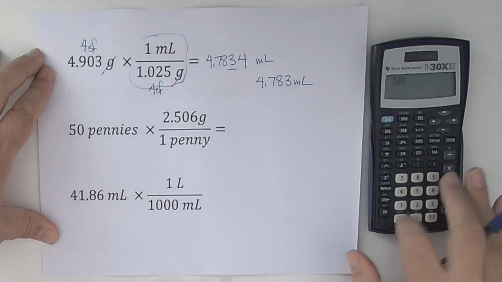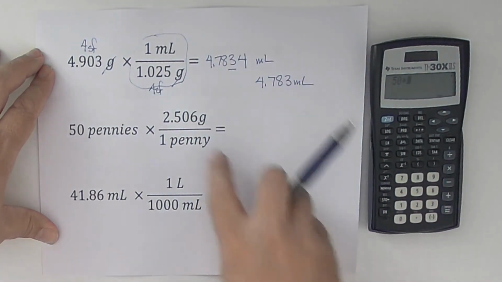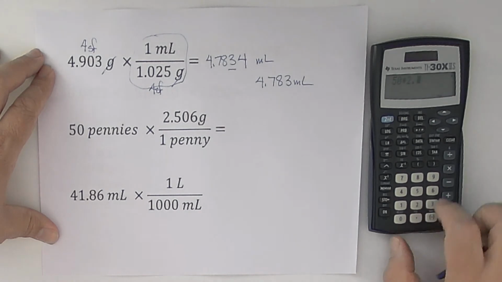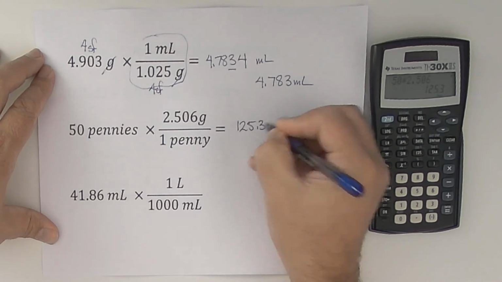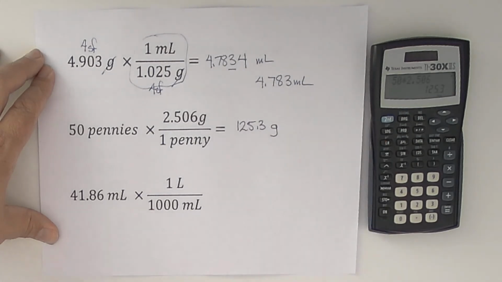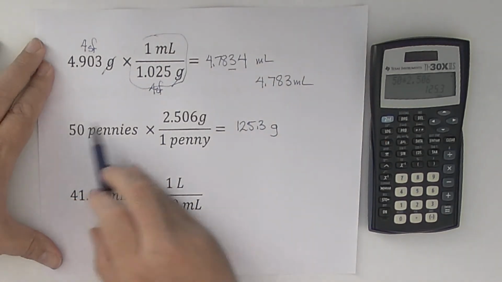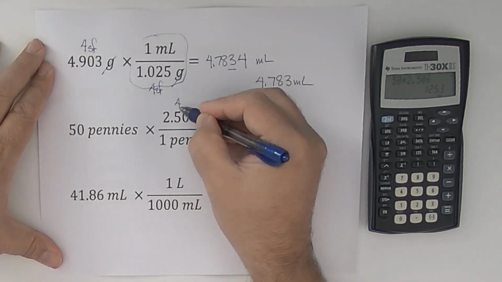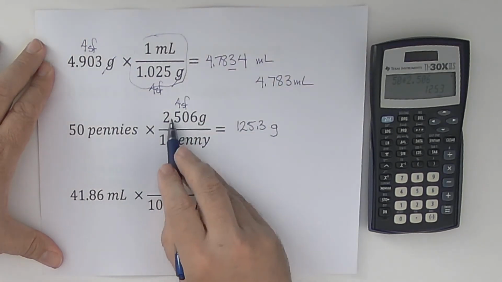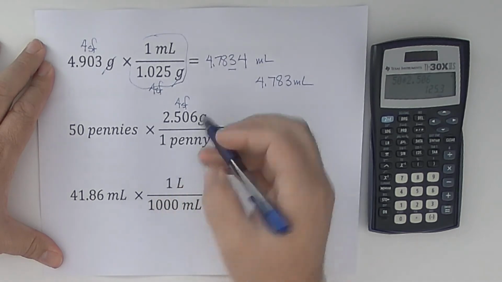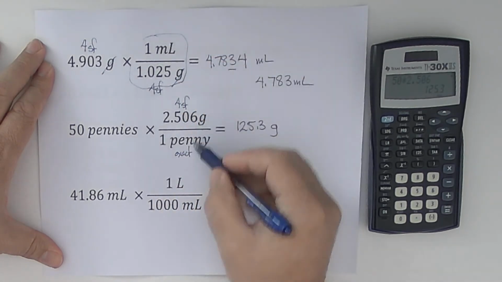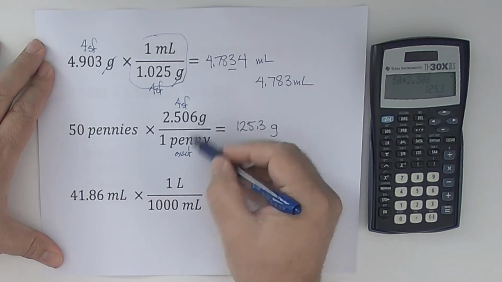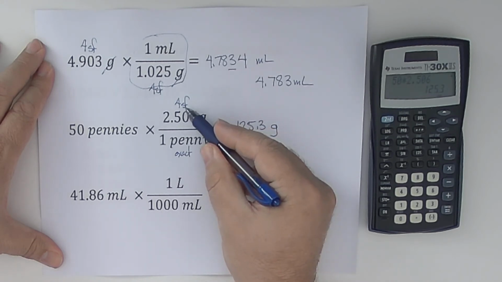So we'll type in 50, and each penny weighs 2.506 grams. And so I get 125.3 grams out of my calculator. Now this is clearly 4 significant figures, and that's per exactly 1 penny. So this is the same problem we had up here. Okay, a mass per exactly 1 penny had 4 significant figures.